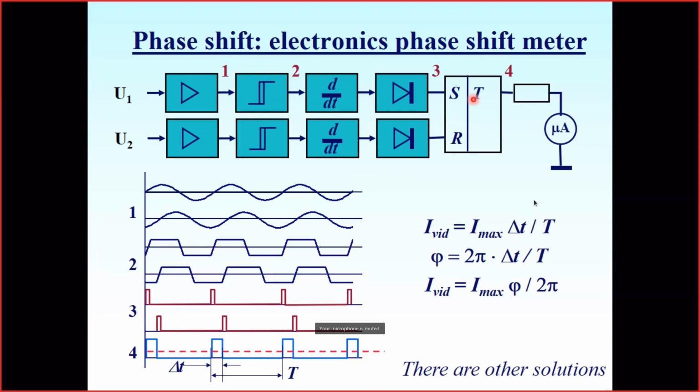The trigger is a device which switches from 0 to 1 when the S level is switched from 0 to 1. Oh, sorry. When we put 1 on the S input, it switches to 1. When we put 1 on the R input, it switches to 0. When both inputs are at 0, the trigger will keep its last state.